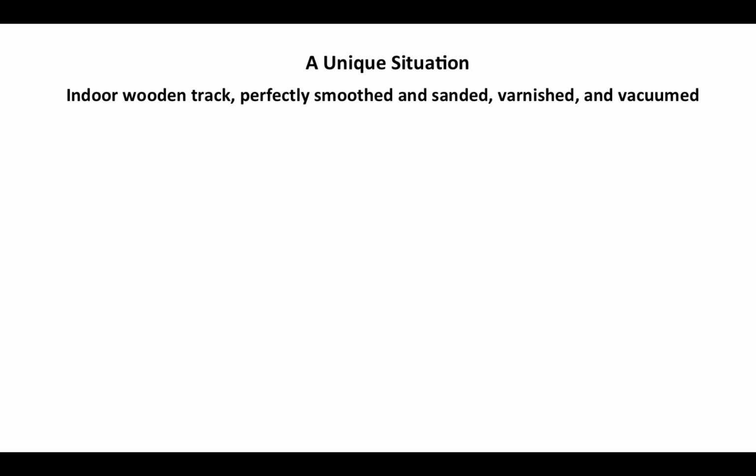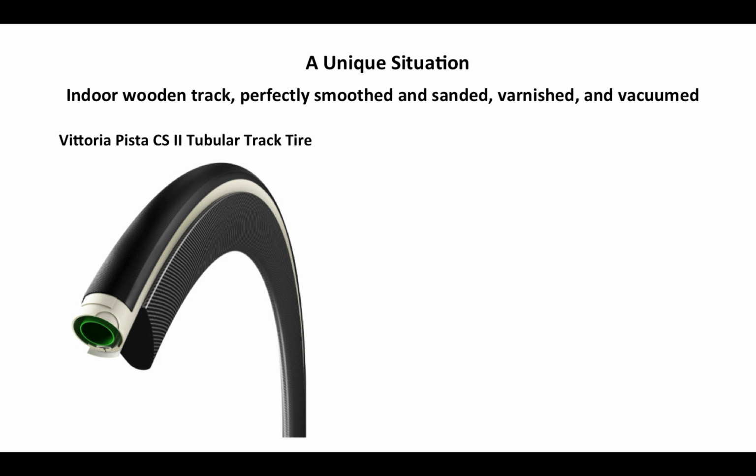One interesting and unique situation is the following, where you have an indoor wooden track that's perfectly smooth and sanded, it's varnished, and it's also vacuumed. So for that, I'm going to use a totally different kind of tire. Here's a tubular track tire. It's intended only for track riding. Because the track is perfectly smooth, there are no bumps or other irregularities dealing with the track.